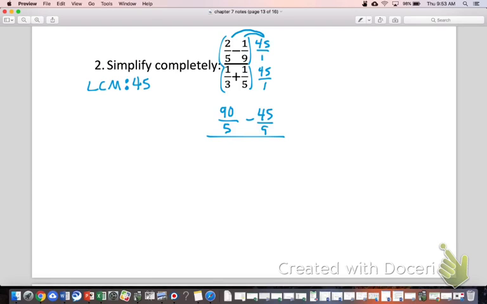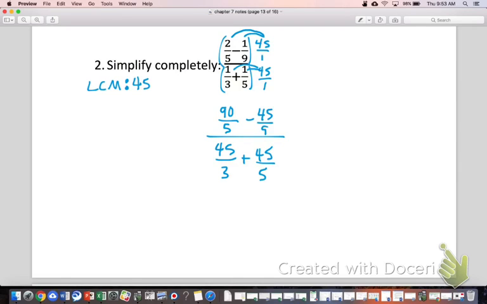Really, really nicely. Take a look at the distributive property in the denominator. 45 times 1 is 45. 3 times 1 is 3. And then same kind of thing here. Plus 45 times 1 is 45. 5 times 1 is 5.